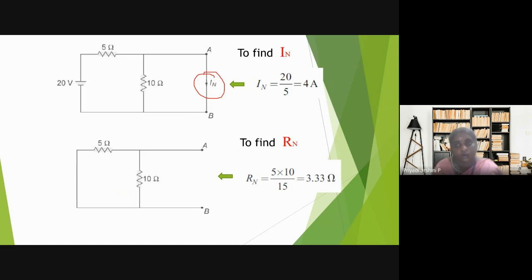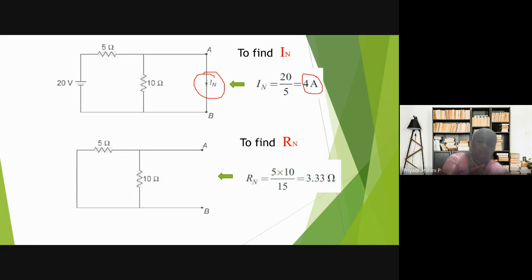Okay. So how to find out the current? Here what they are saying is, this is my voltage and this is my resistance, which is connected in series with that. So what is I? I is equal to V by R. V is 20, R is 5. So 20 divided by 5 is 4 amps.